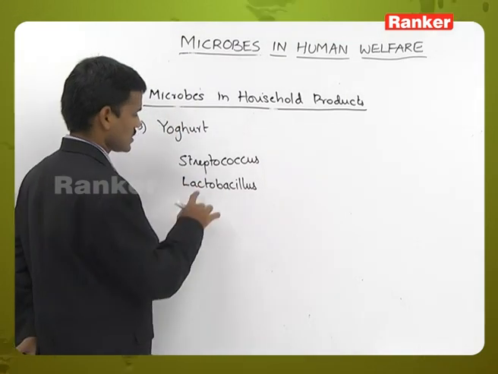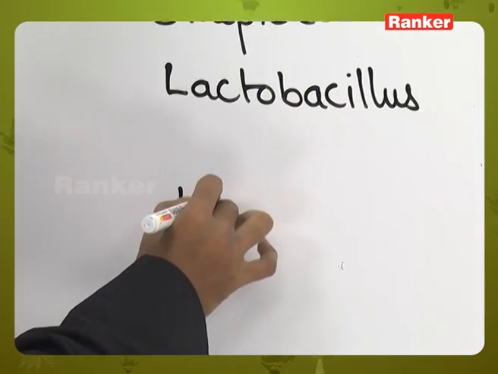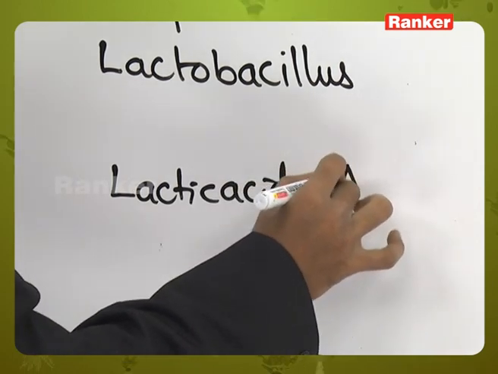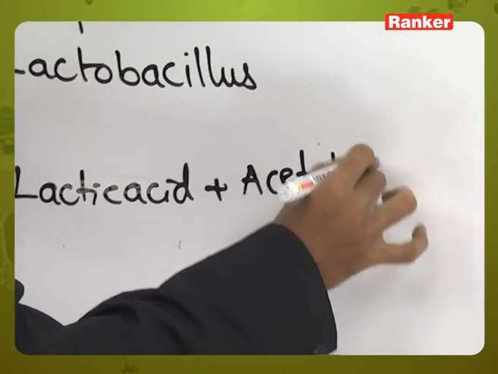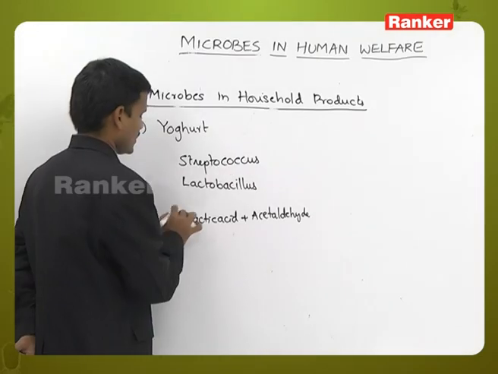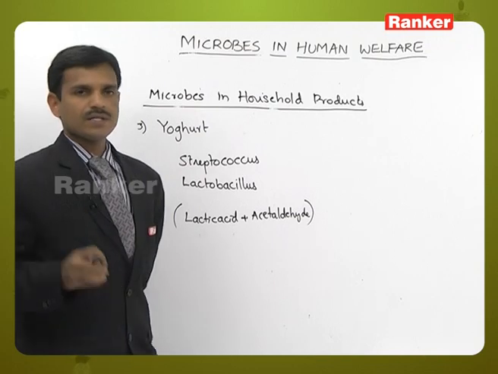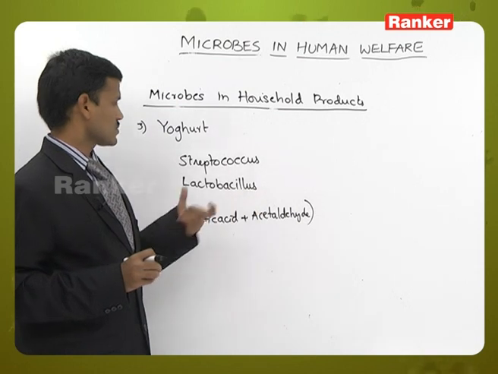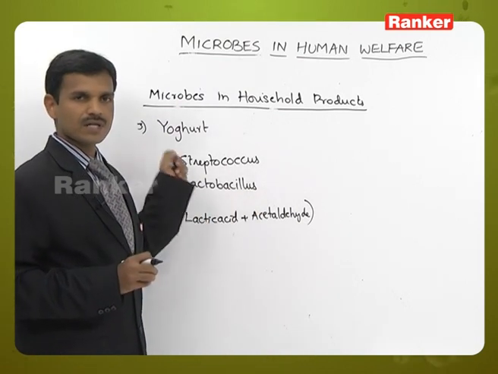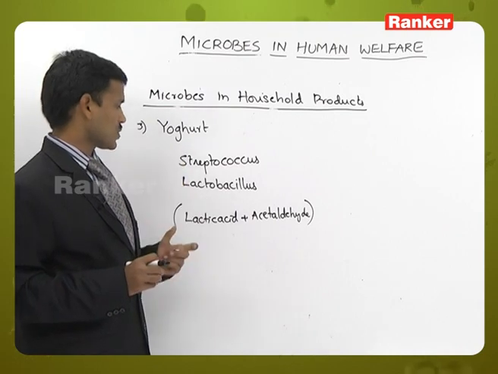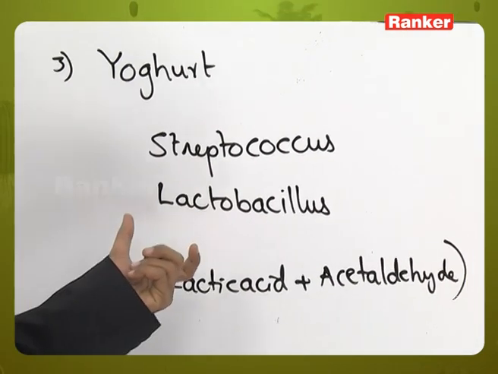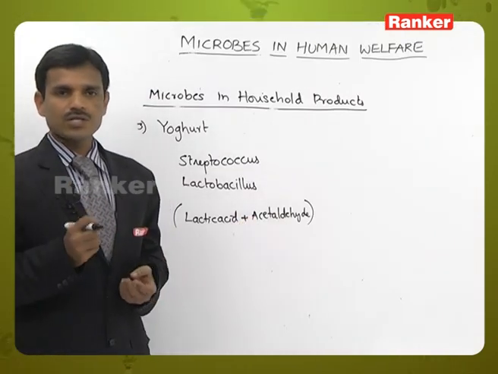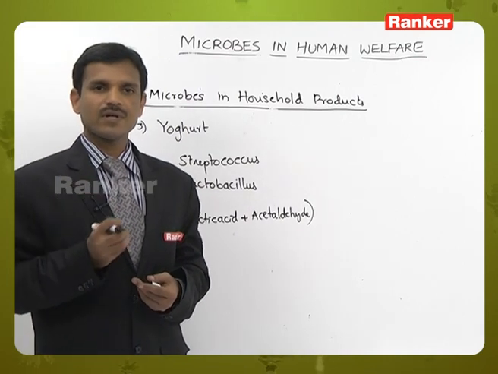So, Lactobacillus is producing lactic acid. So, in this, lactic acid is present and acetaldehyde. So, the yogurt flavor depends on the lactic acid and acetaldehyde. That is yogurt. It is also one dairy product. In this yogurt production, Streptococcus and Lactobacillus bacteria are involved. So, in this yogurt, lactic acid and acetaldehyde are deciding the texture and the taste and flavor of the yogurt.